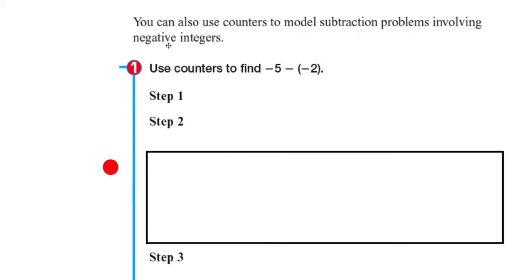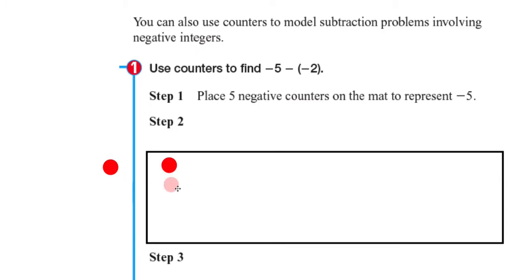So example number 1, you can use counters to model subtraction problems involving negative integers. So let's use counters to model negative 5 minus negative 2. Now we're dealing with something we didn't do in second grade. Negative 5 minus negative 2. Place 5 negative counters on the mat to represent negative 5. So 1, 2, 3, 4, 5.